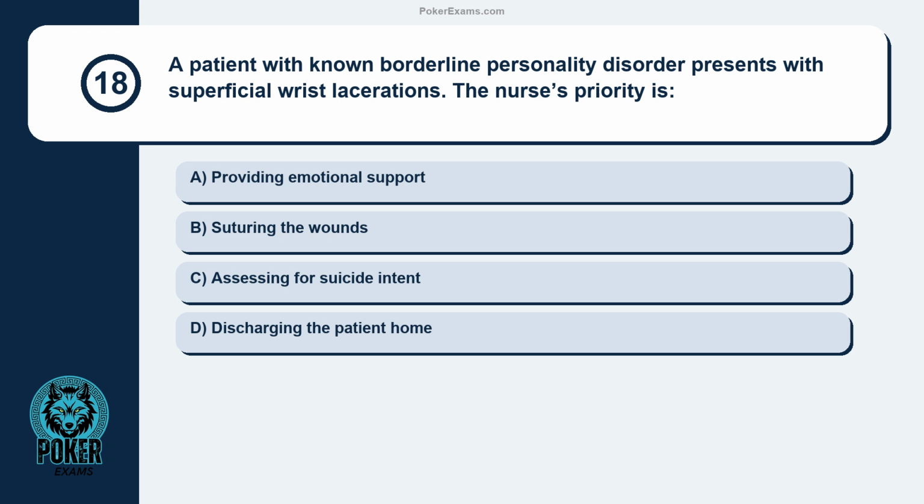Question 18. A patient with known borderline personality disorder presents with superficial wrist lacerations. The nurse's priority is providing emotional support, suturing the wounds, assessing for suicide intent, discharging the patient home.